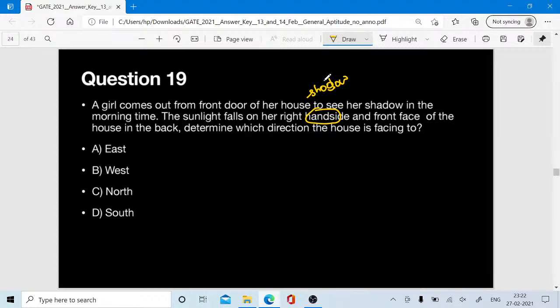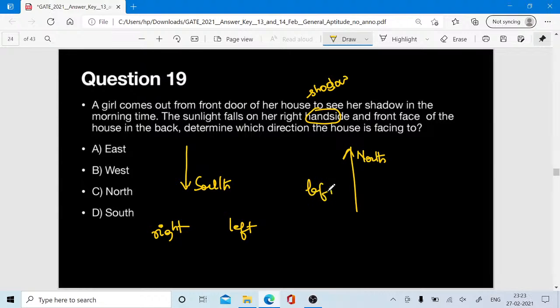What will be the answer for this question? A girl comes out from the front door of her house to see her shadow in the morning time. So if the girl is facing south, this will be the right hand side and this will be the left hand side. Yes or no? If the girl is facing north, this will be her left hand side, this will be her right hand side. Yes or no? This will be her right hand side, this will be her left hand side.